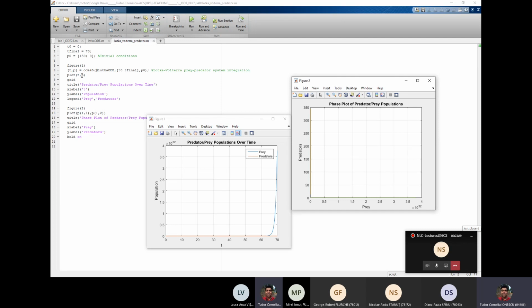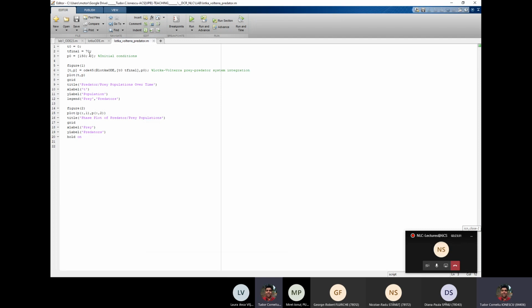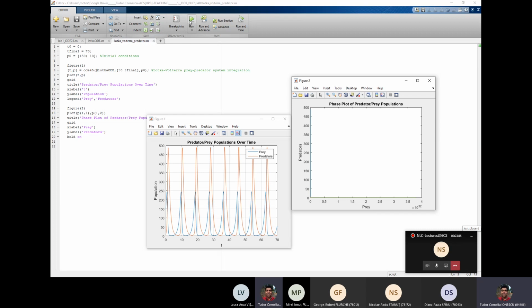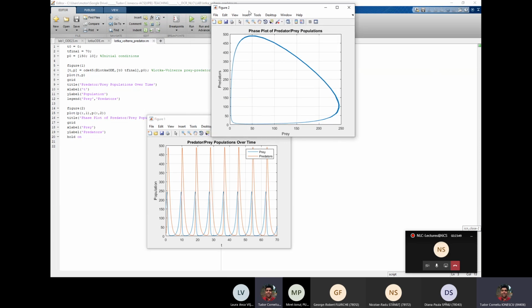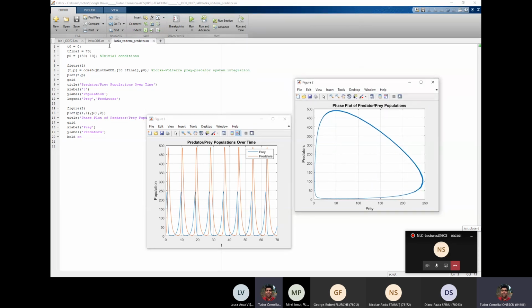Okay? All right. Now let's put some predators. Even if you put a limited number of predators, look. Even if you put a limited number of predators, you still get the proper answer for this. Okay? Even if there is a limited number.